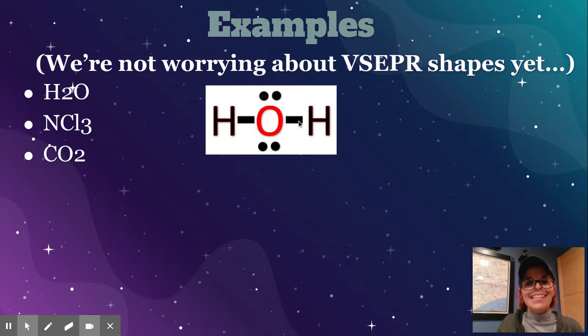And now oxygen has 8 electrons around it, these 2, these 2, these 2, and these 2. That makes for a stable molecule, and that's how you draw an electron dot structure. So let's try another one.